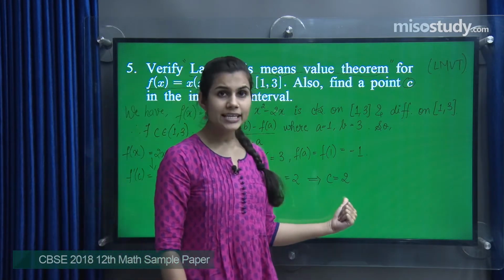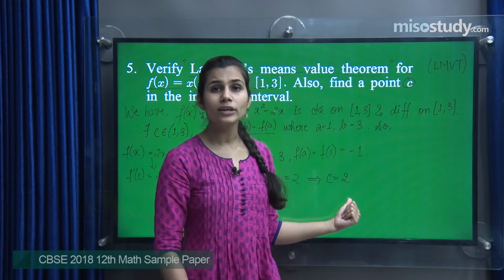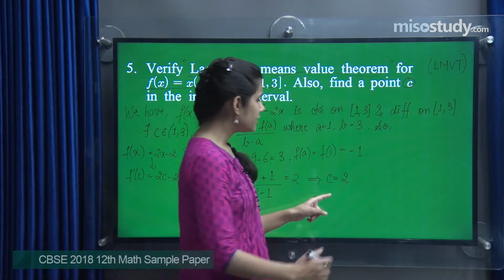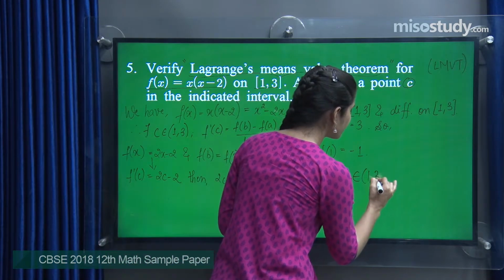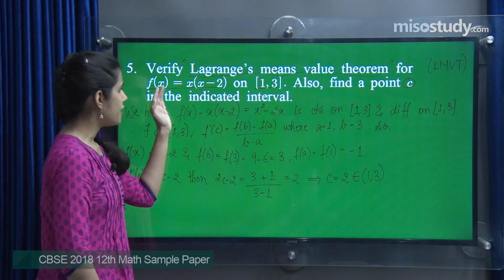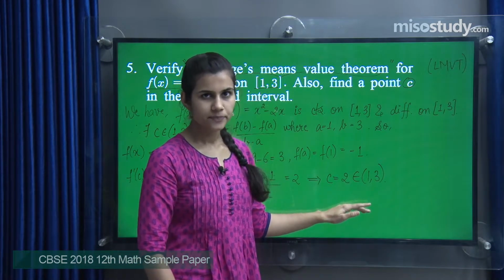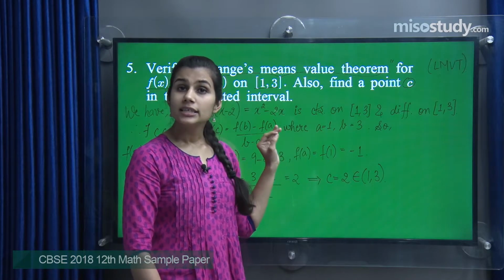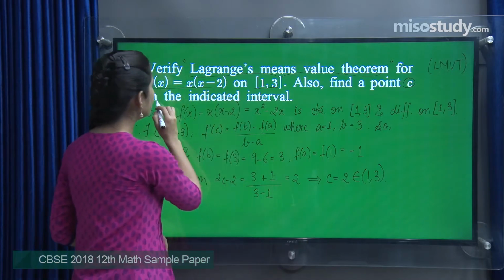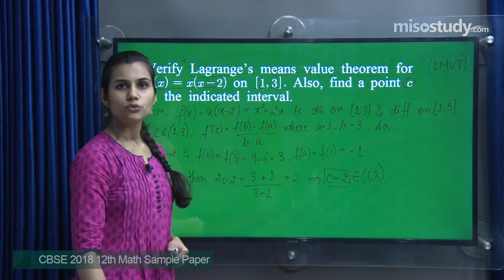Until and unless this c sits inside or comes as an element of that particular open interval (1, 3), I cannot say my LMVT is satisfied. Over here this 2 is very much coming from this interval. That means completely this function f on this interval (1, 3) satisfies LMVT. That is the solution of this question, and hence the very point c, which should lie in the indicated interval, is c equals 2.